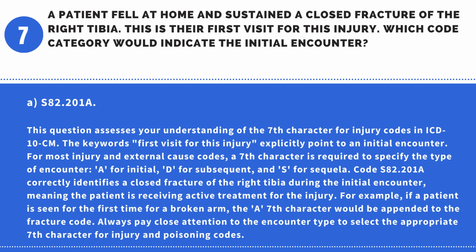For example, if a patient is seen for the first time for a broken arm, the 7th character A would be appended to the fracture code. Always pay close attention to the encounter type to select the appropriate 7th character for injury and poisoning codes.